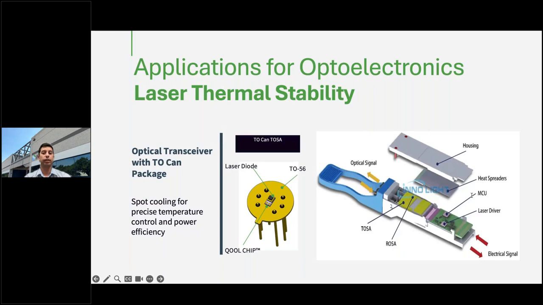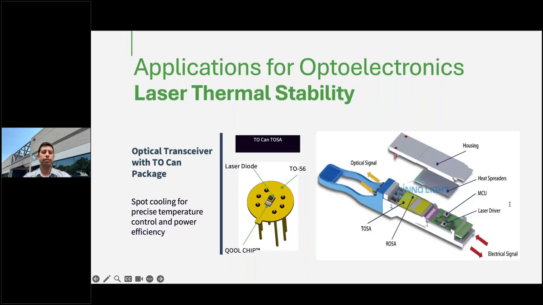In optical transceivers, for example, the TOSA, or transmit optical subassembly, holds a laser diode that is used to convert electrical signals into optical signals. Generally, a TEC-based microcooler is used to maintain the temperature stable. A cool chip can be mounted on a TO-CAN or a butterfly package that can act as a heat sink. A TEC with the right dimensions is ideal for very precise and power-efficient spot cooling.